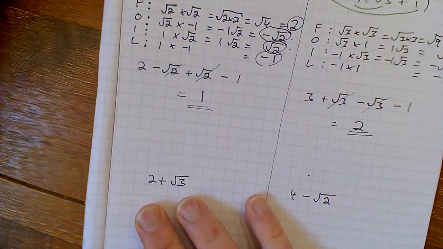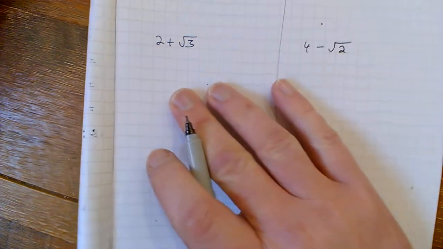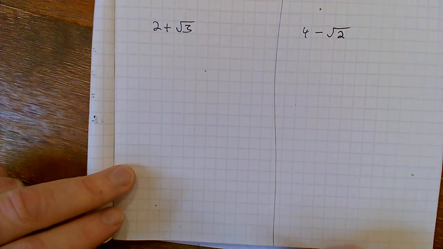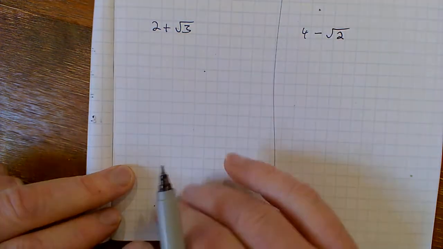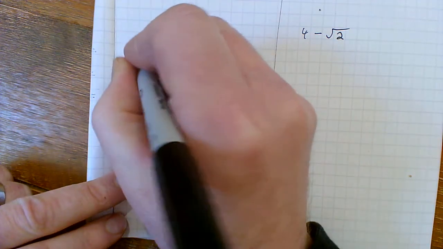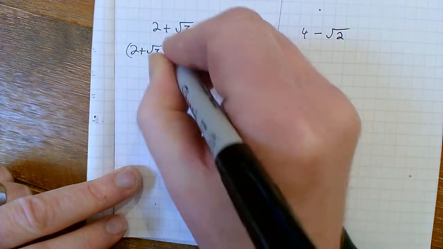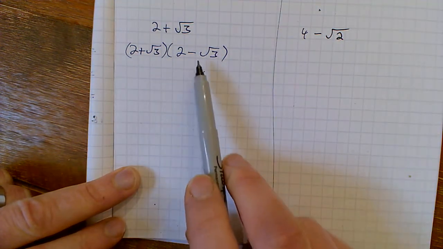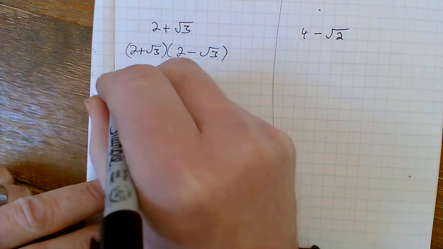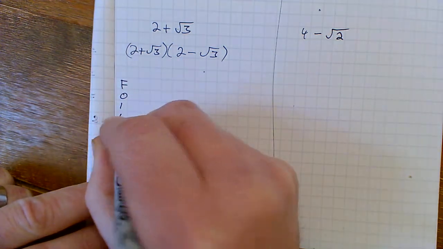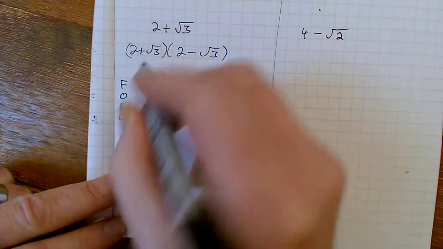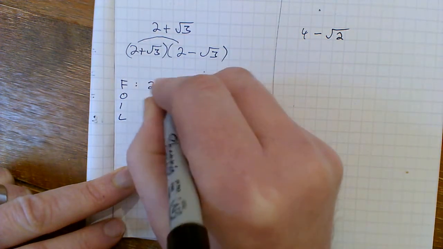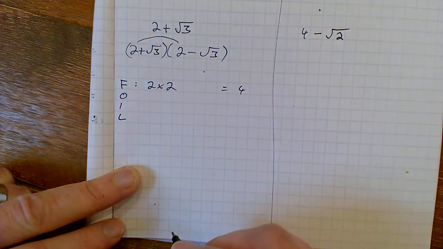Another way you might see them written, and it doesn't make any difference, is like this. So I start with 2 plus root 3, and I'm going to multiply it by the conjugate. So 2 plus root 3 multiplied by 2 subtract root 3. It doesn't make any difference. All I'm doing is changing this sign. I'm going to follow FOIL, F-O-I-L, and I'm going to say 2 times 2 for the firsts is 4.